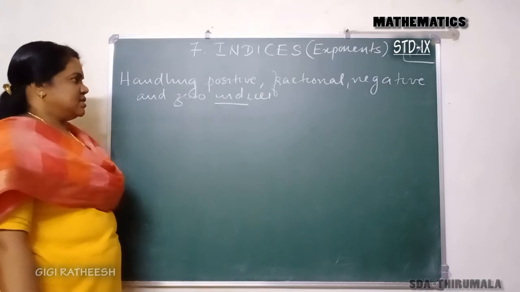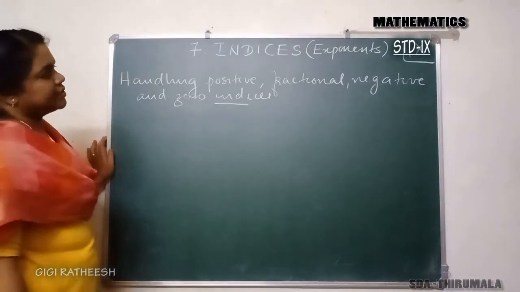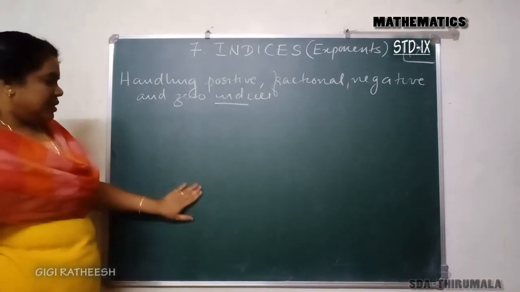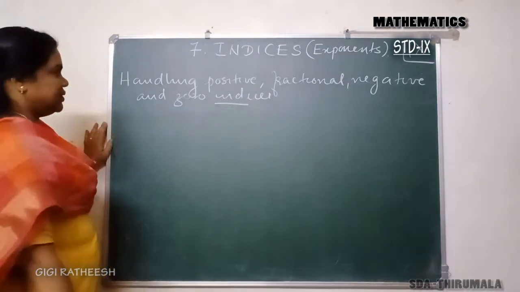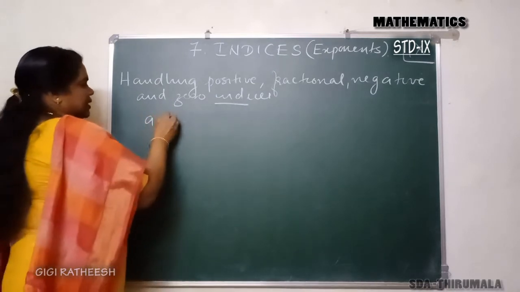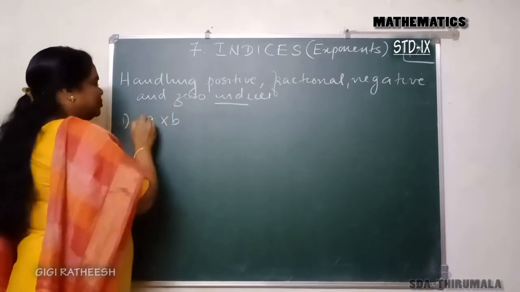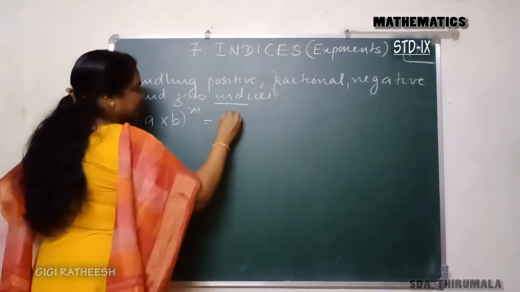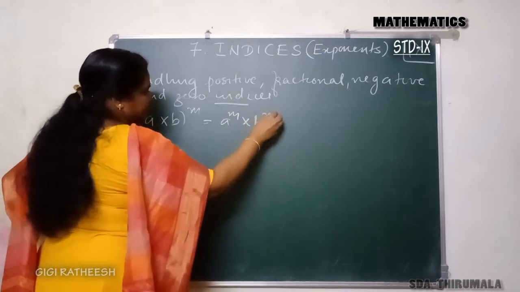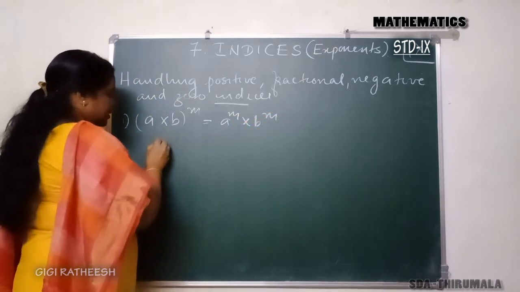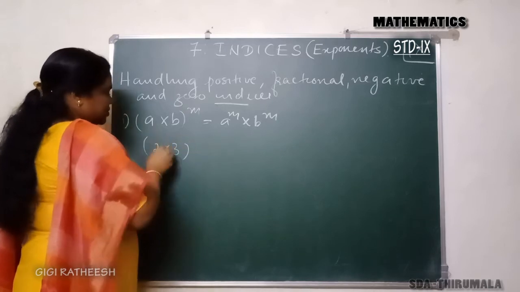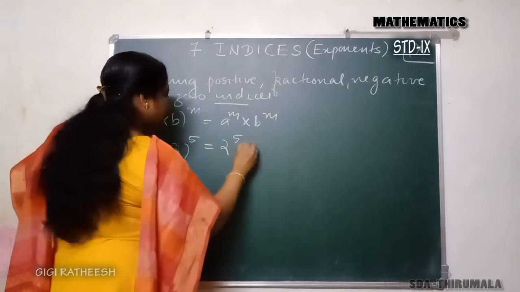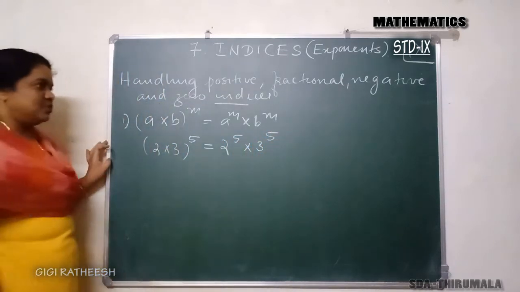Okay. Next subtopic is handling positive, fractional, negative and zero indices. Here there are some more points to discuss. First one, a into b the whole raised to m is equal to a raised to m into b raised to m. For example, 2 into 3 the whole raised to 5 is 2 raised to 5 into 3 raised to 5.